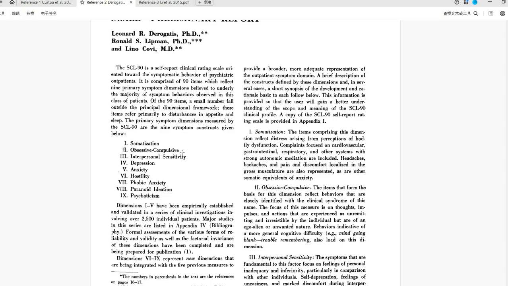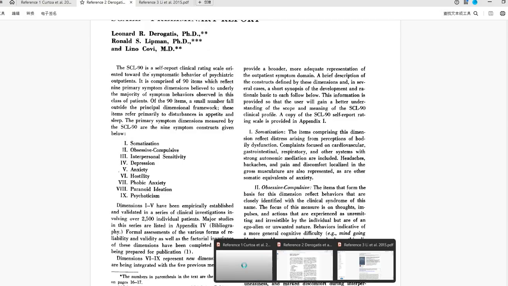Another category was obsessive compulsive symptoms, interpersonal sensitivity, depression, anxiety, hostility, phobia. Also, some symptoms are related to schizophrenia, paranoid thinking, psychoticism, hallucinations, delusions. You want to explain the content of the questionnaire and how the questionnaire is used.